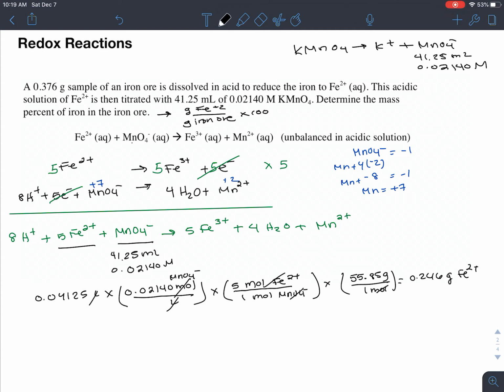Now, if I go back to the question, it says, determine the mass percent of iron in the iron ore. So I already wrote myself my little equation up here, so then I take my 0.246 grams of my iron 2+, divided by my overall mass, 0.376 grams, multiply it by 100, and I get 65.6%. So here, you were given the information of one reactant, the molarity and volume.